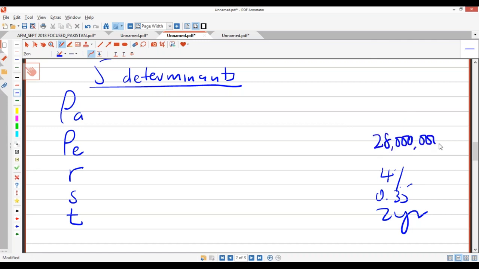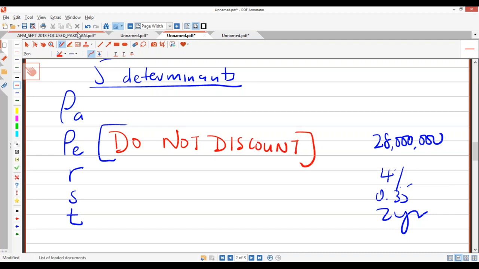Let's put all the figures here. Do not discount this. Students will like to discount this, don't know for what reason. Do not discount this. Okay, don't discount this thing at all. And if you see the formula, the PE will always be sitting with the, what they call, e to the negative rT. e to the negative rT is a discount factor component.